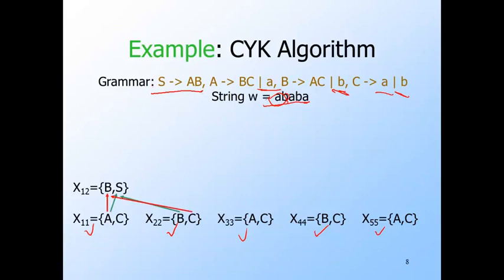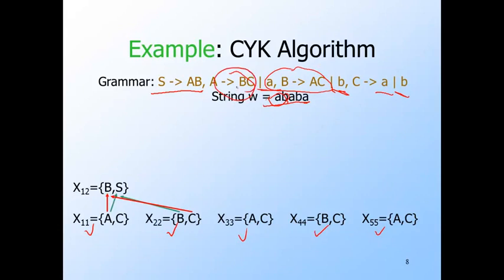And the reason B is in X12 is that A is in X11, C is in X22, and B goes to AC is a production. Notice that C can't be in X12 because C derives only strings of length 1. However, A can derive long strings and yet is not in X12. The reason is that the only production A has with a body of two variables is A goes to BC.